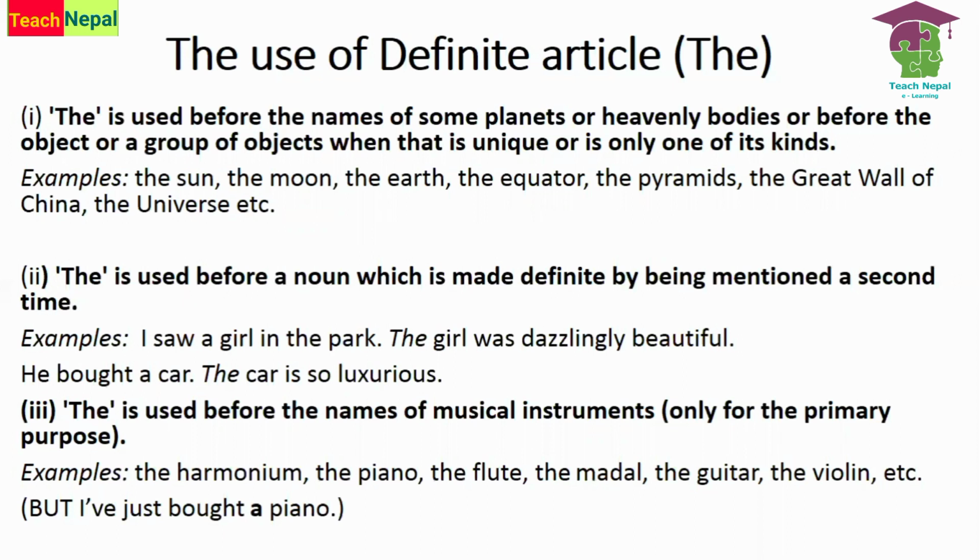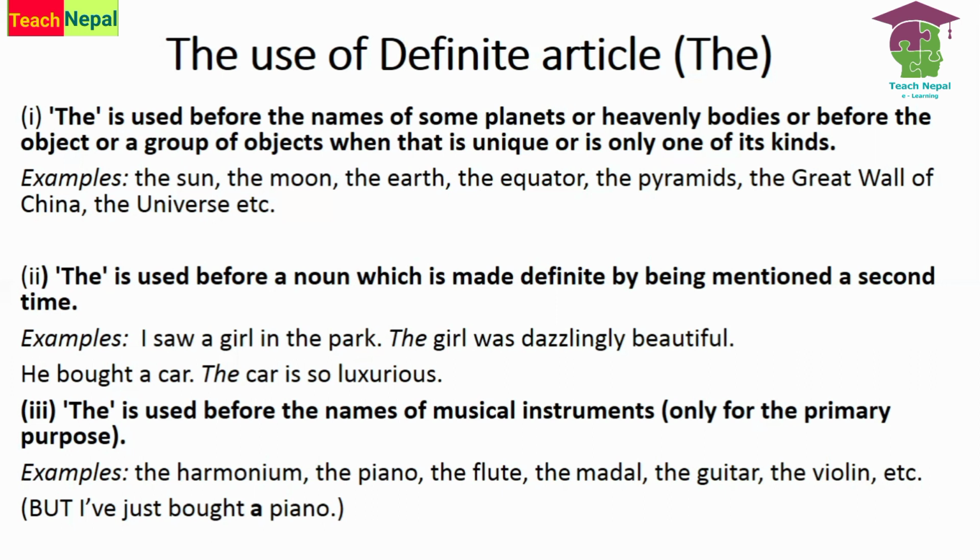The is used before a noun which is made definite by being mentioned a second time. The thing that is repeated is what we were already focusing on or discussing. I saw a girl in the park, the girl was dazzlingly beautiful, right? A girl here in the beginning, right? First time use a, and when we use it a second time, we have to say the girl, right? He bought a car, the car is so luxurious, right? A car, then the car, right?